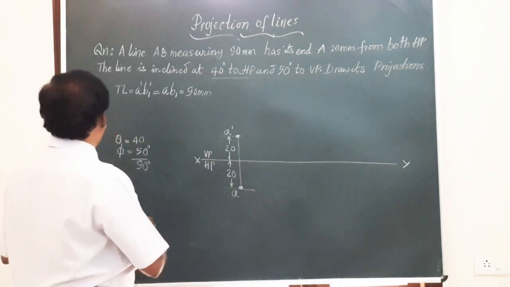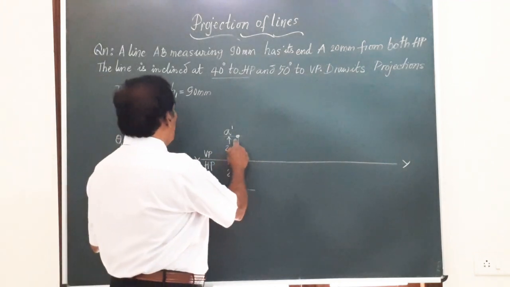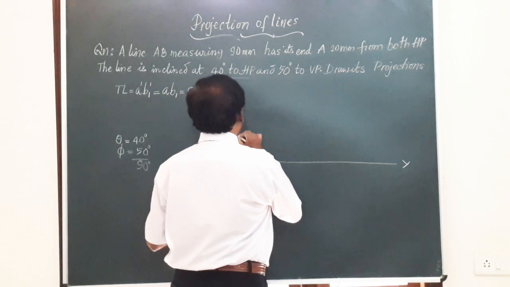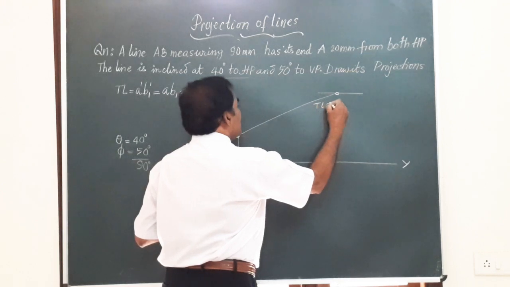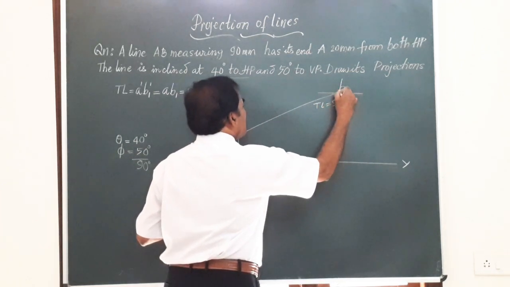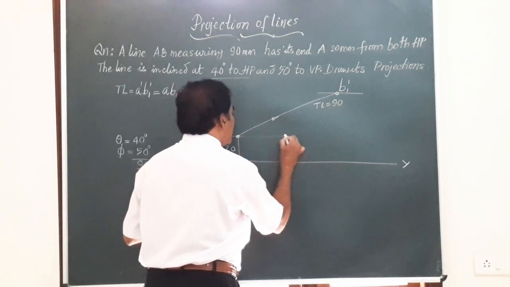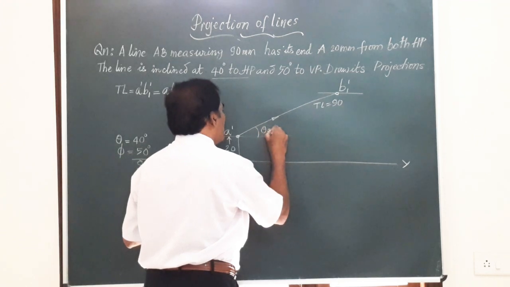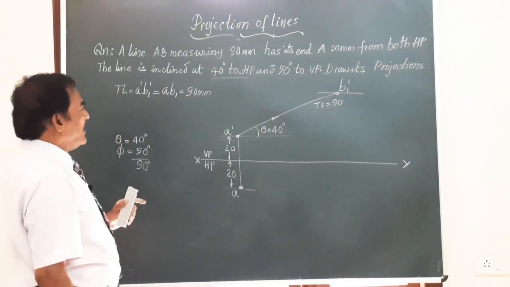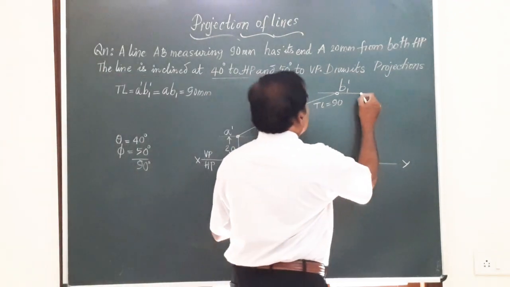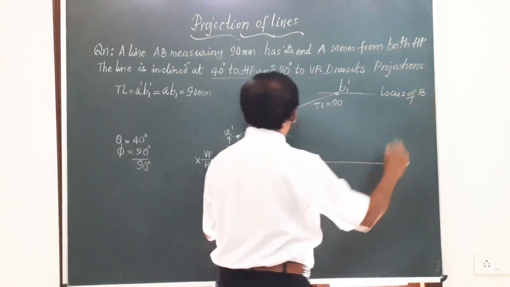Next point, he says the line is inclined at an angle of 40 degrees to HP. So through this point A dash, I can just draw a line here of length equal to 90 mm. TL is equal to 90 mm. Mark this as B1 dash, the true length of the line, and this line is drawn at an angle of theta equal to 40 degrees. So we have marked the true length of the line, the locus of B, the end B. Locus of B we have marked.